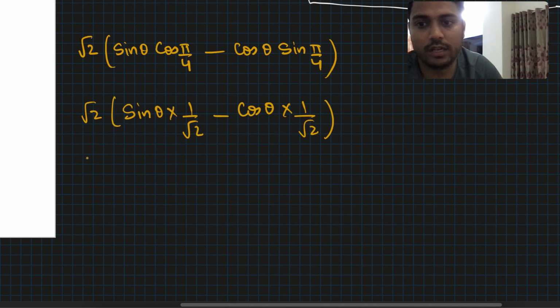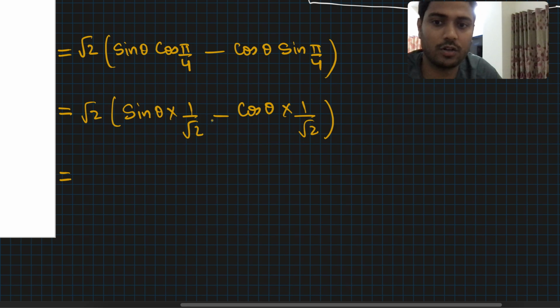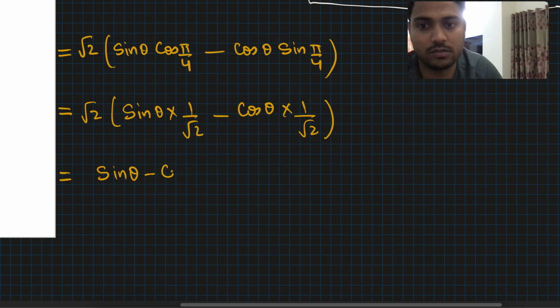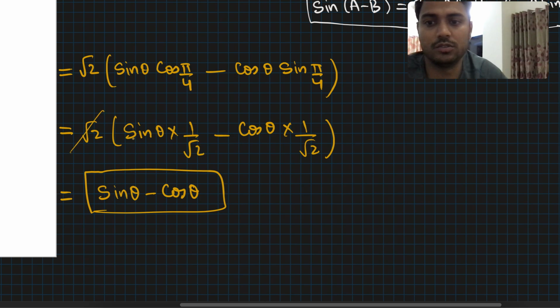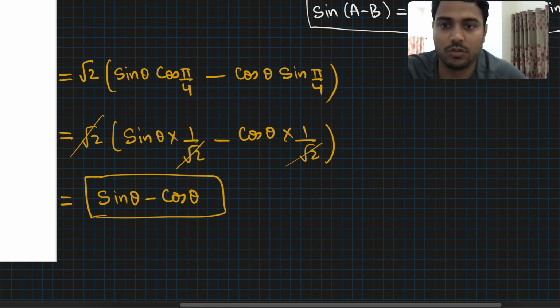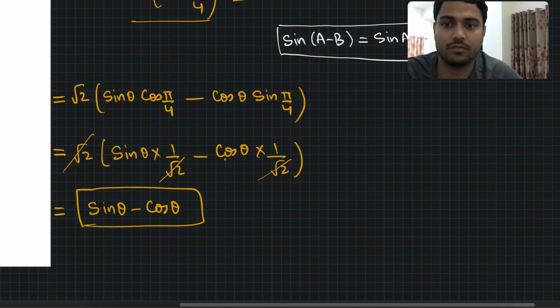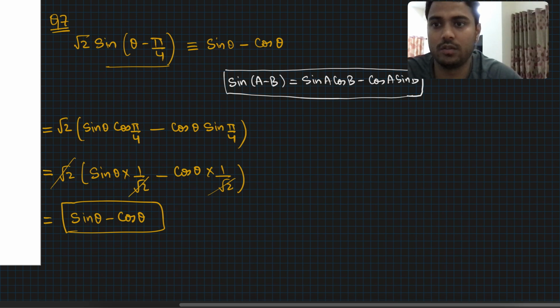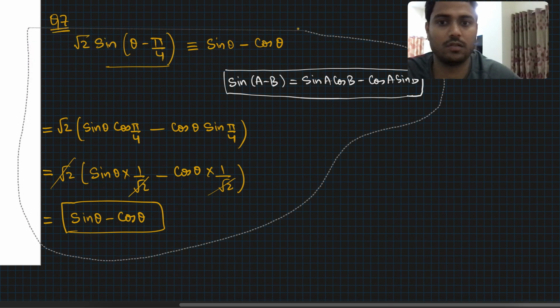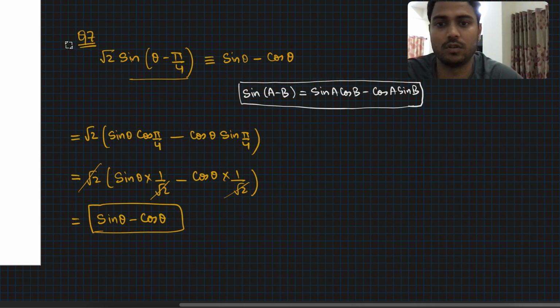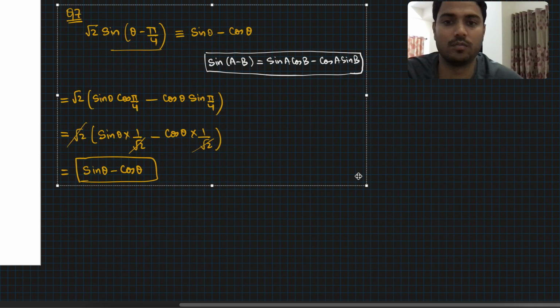Now we have root 2 outside the bracket, so let's multiply root 2 inside the bracket. If you multiply root 2 inside the bracket, root 2 from both the terms will cancel out, and ultimately we will get sin theta minus cos theta, and this is what we had to do. Basically this root 2 and root 2 will cancel out, and we'll be left with sin theta minus cos theta. So this is the answer. This is the solution to question number 7.